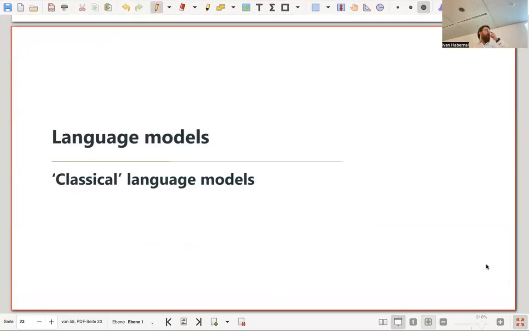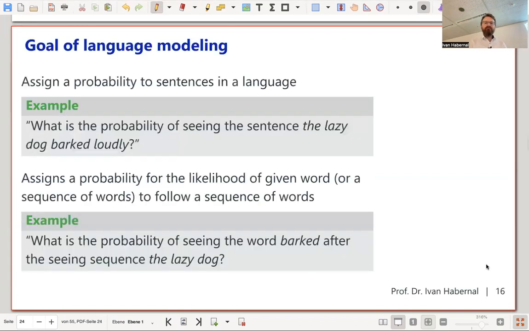So we have probability now, and let's move to language models. I'll call them classical language models because they were precursors for the large language models. But the assumption they're making and also the task they're modeling remains pretty much the same, as we'll show later. So that's why it's important to understand where it comes from.